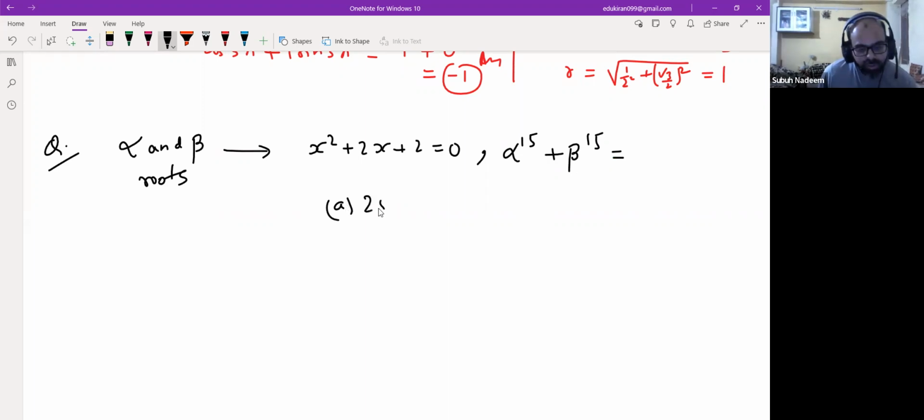Options are 256, 512, minus 256, minus 512.